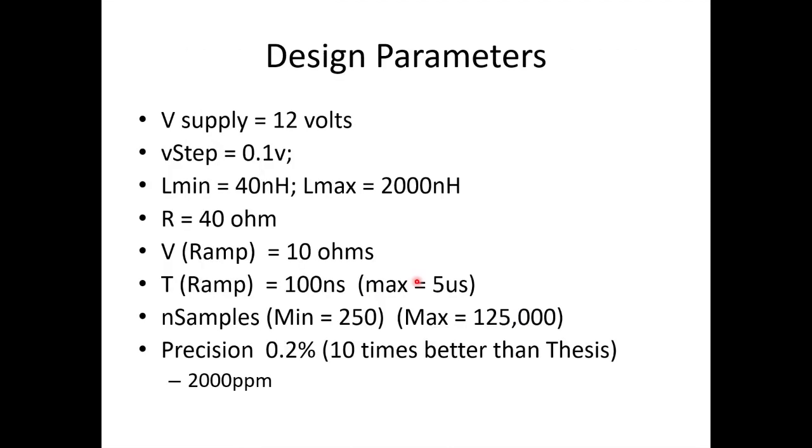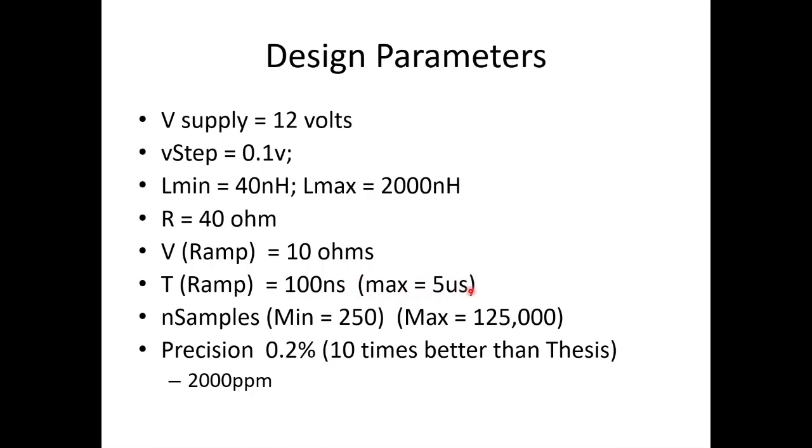So with that, let's look at our design parameters now. Our supply is 12 volts. Our V step is going to be 0.1. Lmin and Lmax are the values we determined from the data. These are a factor of 2 off the data. We have chosen a 40 ohm ramp resistance. Our voltage ramp, we're going to look for a 10 volt. Okay, that should be 10 volts, not 10 ohms, sorry. The time of our ramp is going to be 100 nanoseconds for the minimum. For the 2000 nanohenry, that's going to be 5 microseconds.